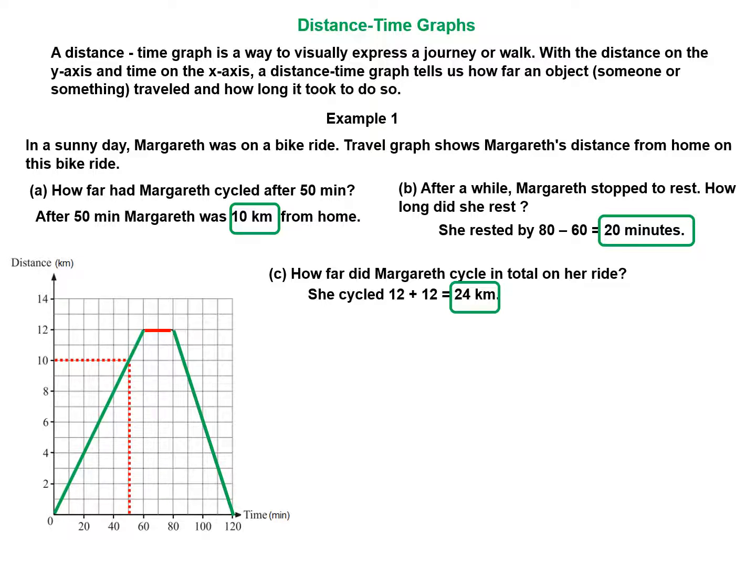How fast did she cycle in kilometers per minute in the first part? Speed is equal to distance divided by time. In this graph, y change is the distance and x change is the time. The gradient is the y change divided by x change. We can see that the gradient of a distance time graph is equal to the average speed.